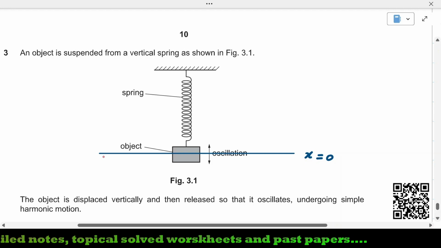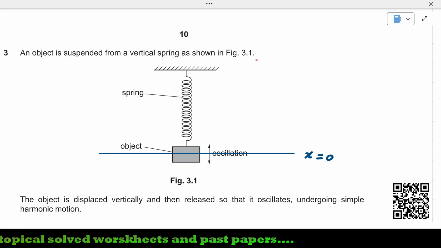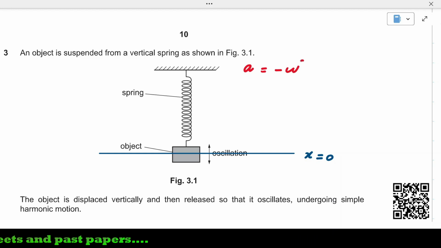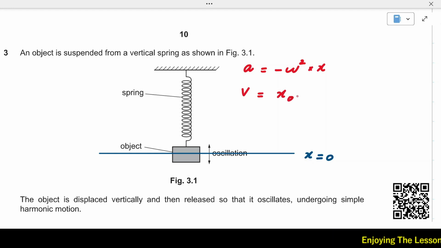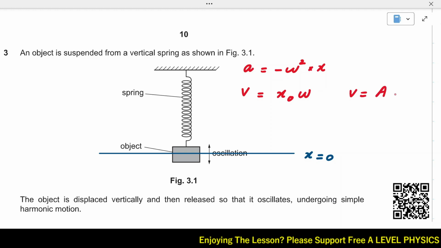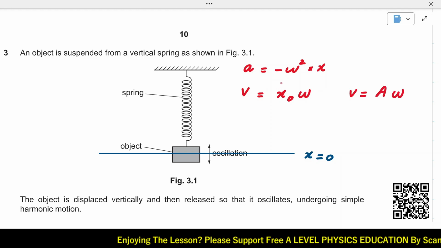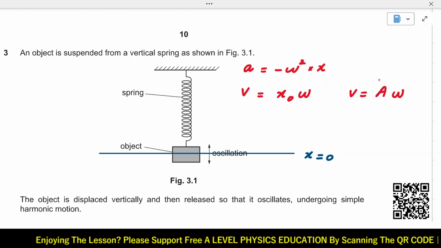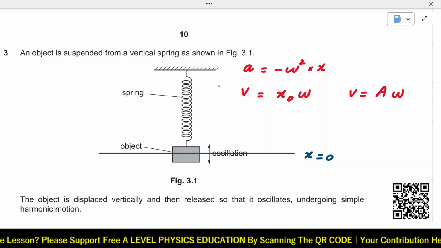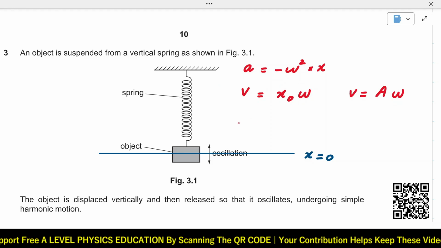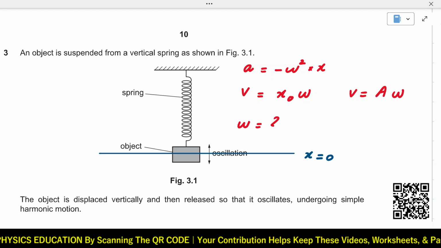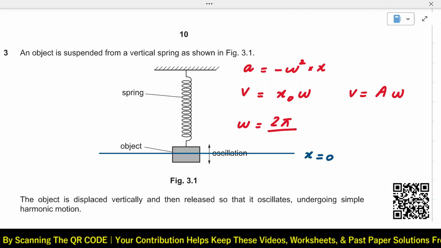And if the object is undergoing simple harmonic motion, there are plenty of expressions that we can use. a equals to minus omega square into x. One of them is v equals to x naught omega, or you can write it as v equals to a omega. Amplitude can be represented either by x naught or a. Doesn't make a difference. We should be aware of both the notations. Omega equals to 2 pi over T.